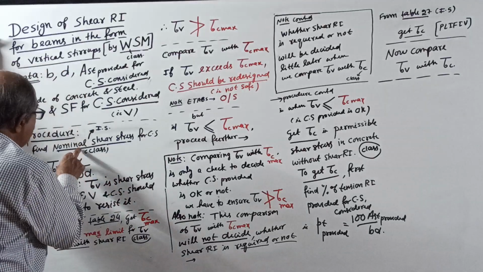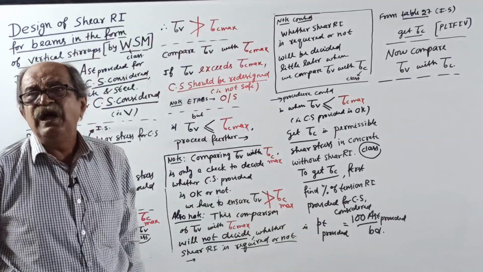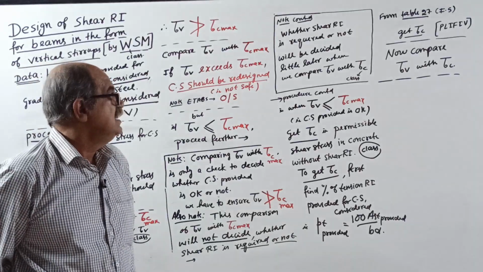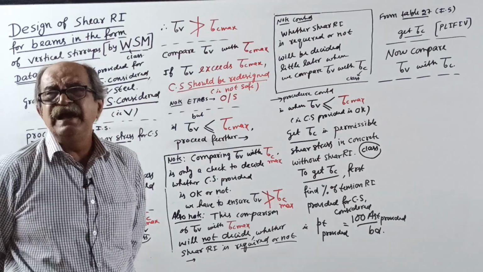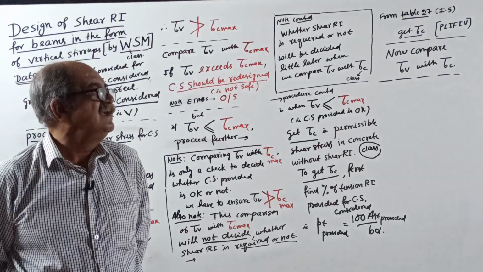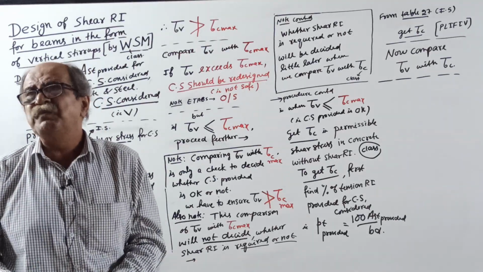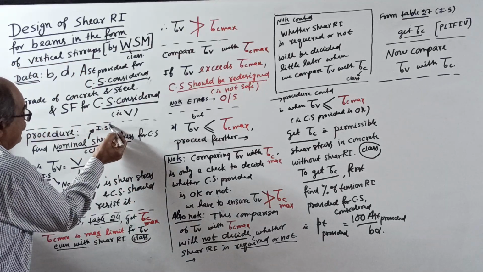This word nominal is used by IS code. First of all, I have an objection. The word nominal shear stress, what does it mean? In English, nominal means namesake, just a namesake, not much important. So it is wrong. IS code, I don't agree with them.